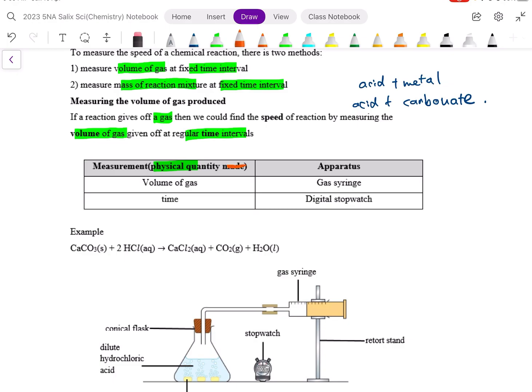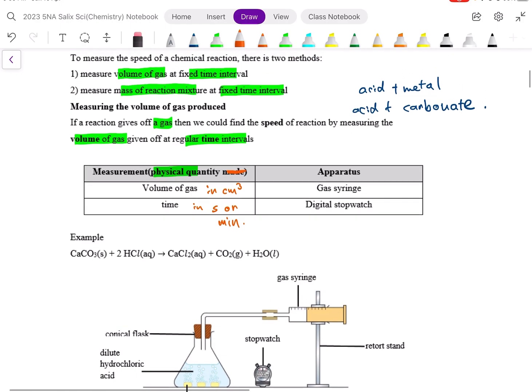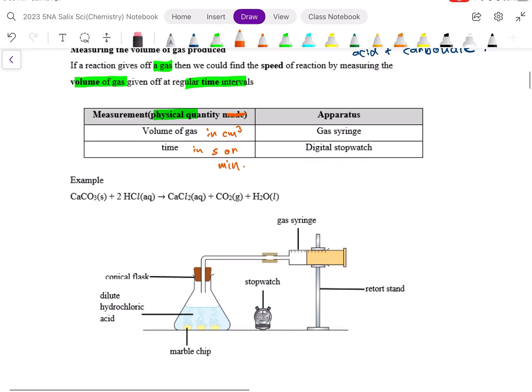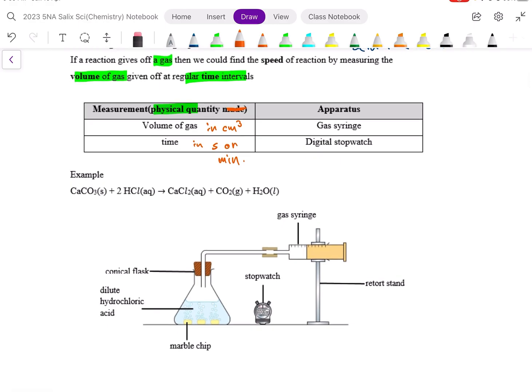Is the volume of gas, usually in centimeter cube, as well as time in either seconds or minutes. And then the apparatus you use can be a gas syringe to collect and measure the volume of gas, as well as a digital stopwatch. An example here is a reaction of calcium carbonate, which is your marble chips, with hydrochloric acid to give you carbon dioxide gas.